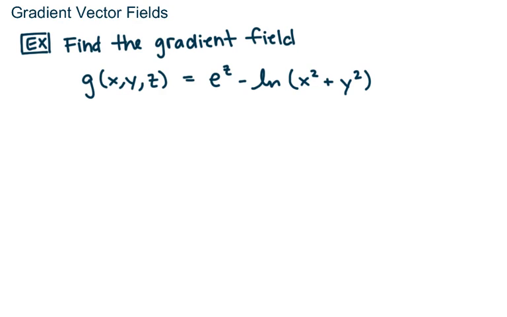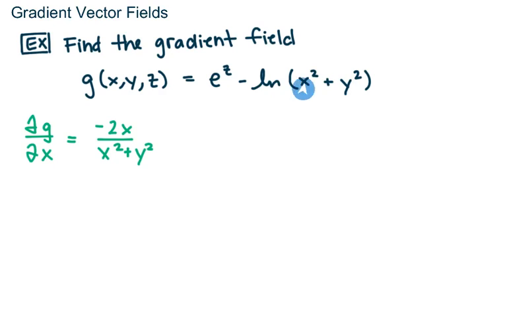In these two examples, we're going to look at finding gradient fields. A gradient field is really just the set of vectors at each point in space. So we're just going to find the gradient. Now remember, in our definition of the gradient, we need the partial of this function g with respect to x, y, and z. So the partial of g with respect to x is going to give us negative 2x over x squared plus y squared. This is a constant.